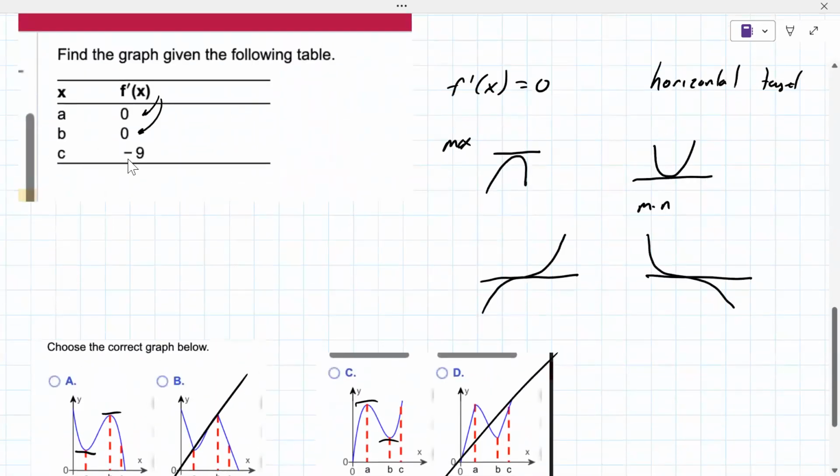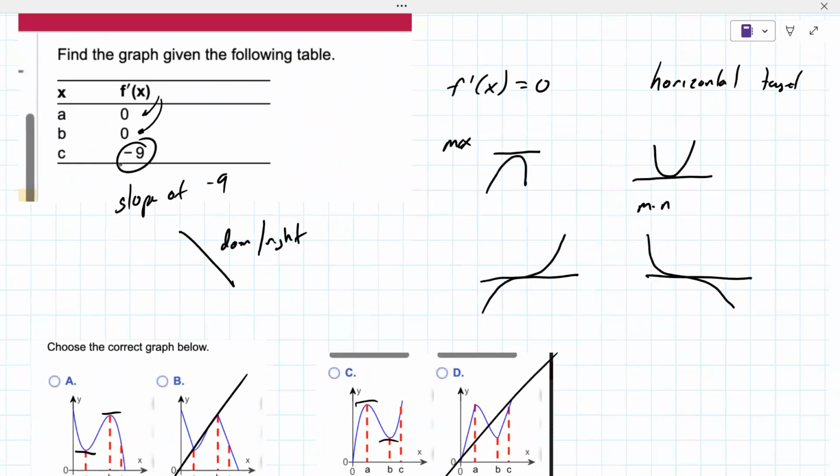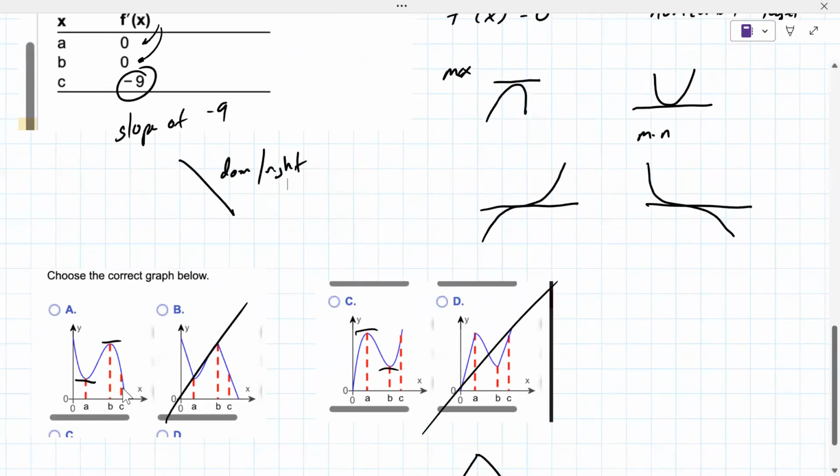Well, the difference is that at C, you want to think of this as a slope of -9, which means it's going down and to the right. Okay, so which of these graphs goes down and to the right at C? A. Yeah, and sometimes you got to draw that tangent line just to see it. Okay. All right.